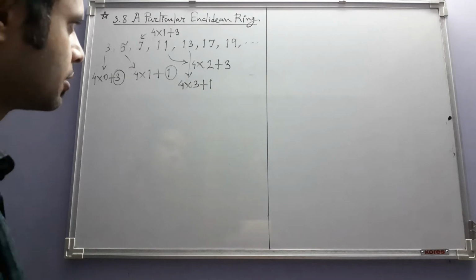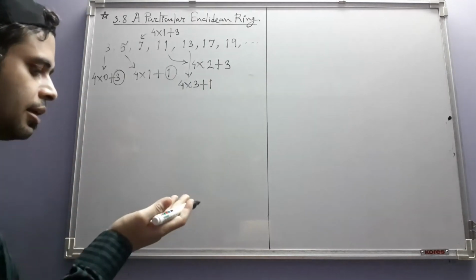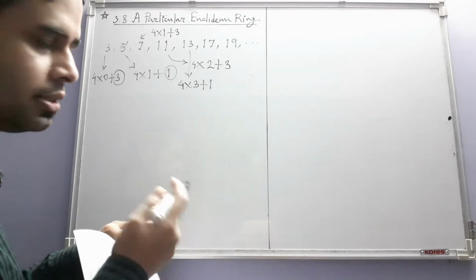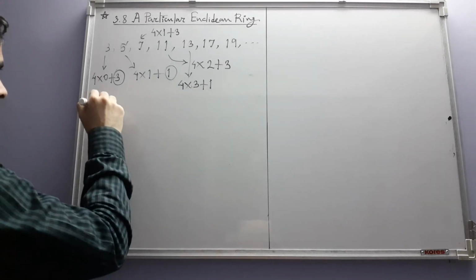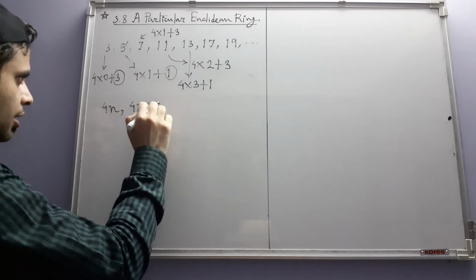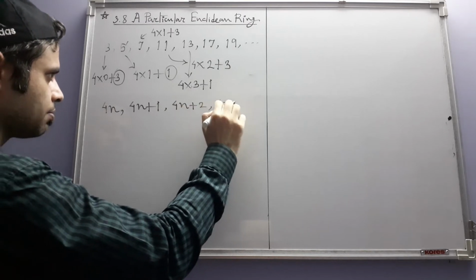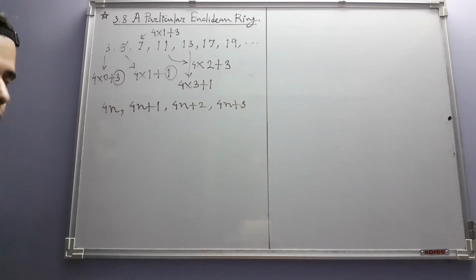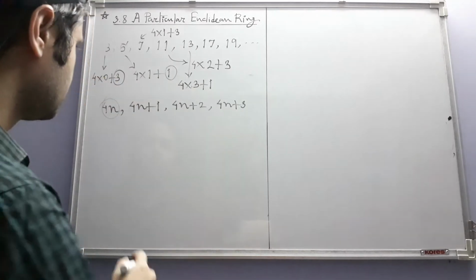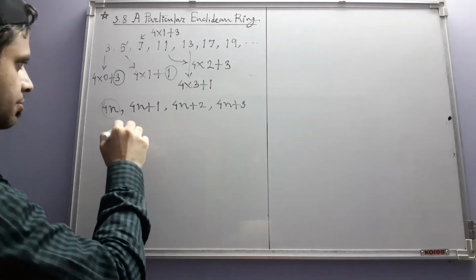What is the reason for that? You see, when we divide an integer by 4, the remainder is either 0 or 1 or 2 or 3. These 4 possibilities are there. In other words, any integer is either of the form 4n or 4n plus 1 or 4n plus 2 or 4n plus 3. Now of course no number of the form 4n can be a prime, so this does not appear anywhere in the list of primes.